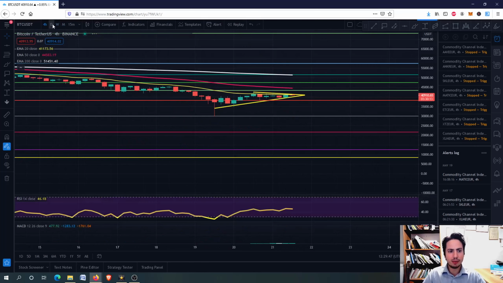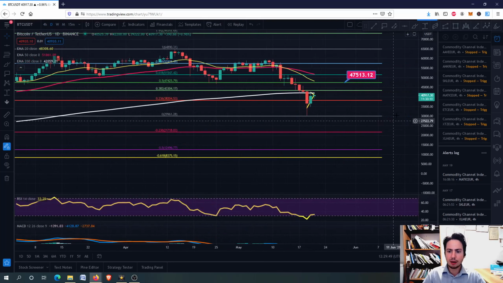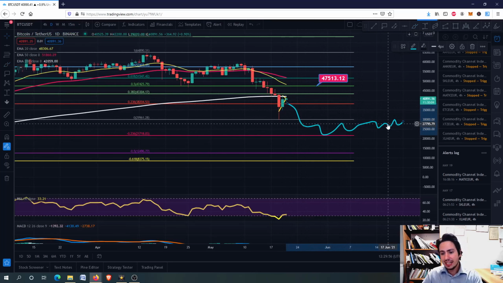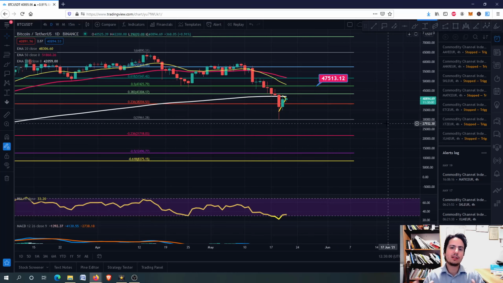What I think we will do is that we will go downwards, and maybe after this level consolidating for a bit, going sideways, letting the altcoins go upwards, letting the altcoins regain some strength. When Bitcoin stabilizes, we will regain some strength, and eventually we will be going soon afterwards upwards.